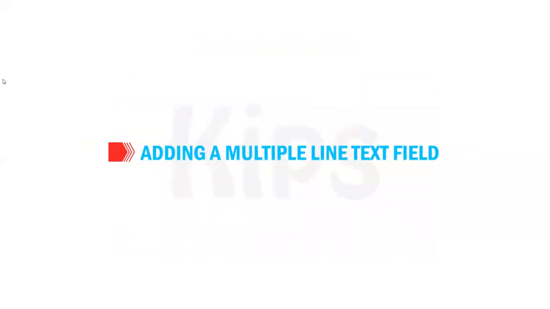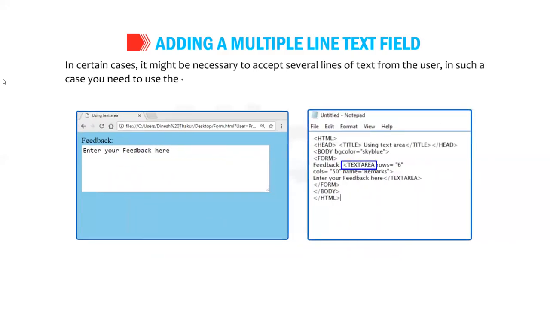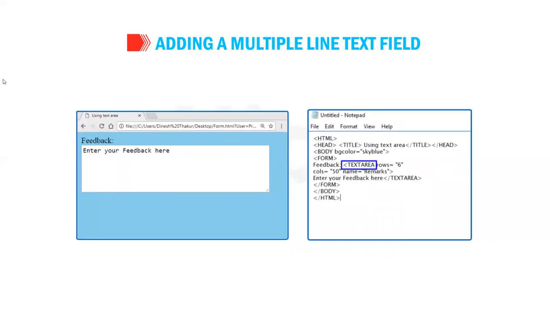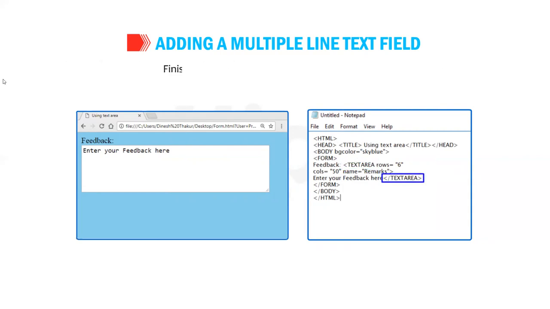Students, now we should learn how to add a multiple line text field. In certain cases, it might be necessary to accept several lines of text from the user. In such a case, you need to use the text area tag. It must include a name attribute and you must specify a number of rows and columns with the rows and columns attributes. Finish this control with /text area closing tag.